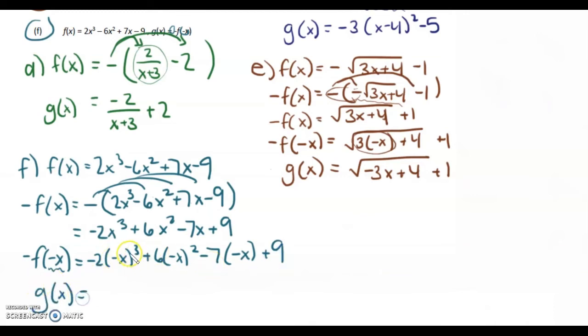So to simplify this, if we were to cube -x, it would still be negative. So we would still have x³, but this negative we can collect out front. So it would be positive 2x³. Now, if we were to square a negative, it would just be x². It wouldn't do anything, it'd just be positive. So it would just be 6x². Okay, -7 times -x is +7x, and then +9 we just bring down.